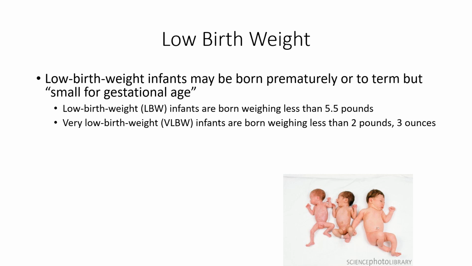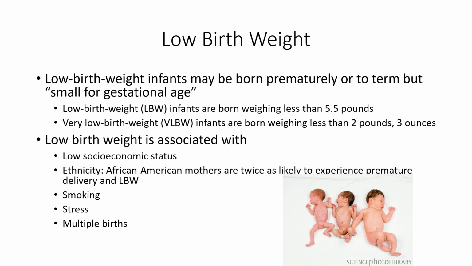We classify low birth weight as infants being born less than 5.5 pounds. Recall that friend that I had that had a 9 pound 12 ounce. So basically it was a 9.75 pound baby. Very low birth weight, on the other hand, is those that are less than 2 pounds 3 ounces. For babies that are born low birth weight, there isn't as much concern. There is concern, but there isn't as much concern. Very low birth weight, there is a lot of concern.